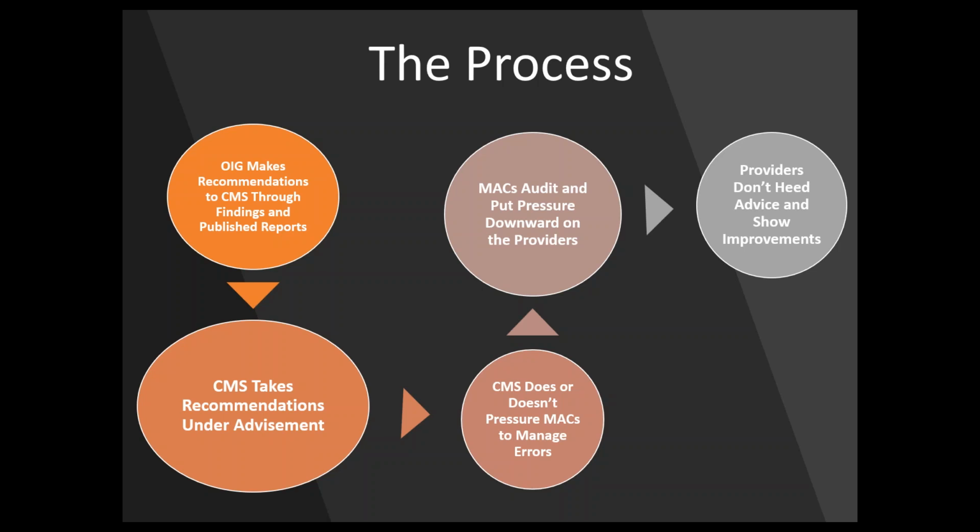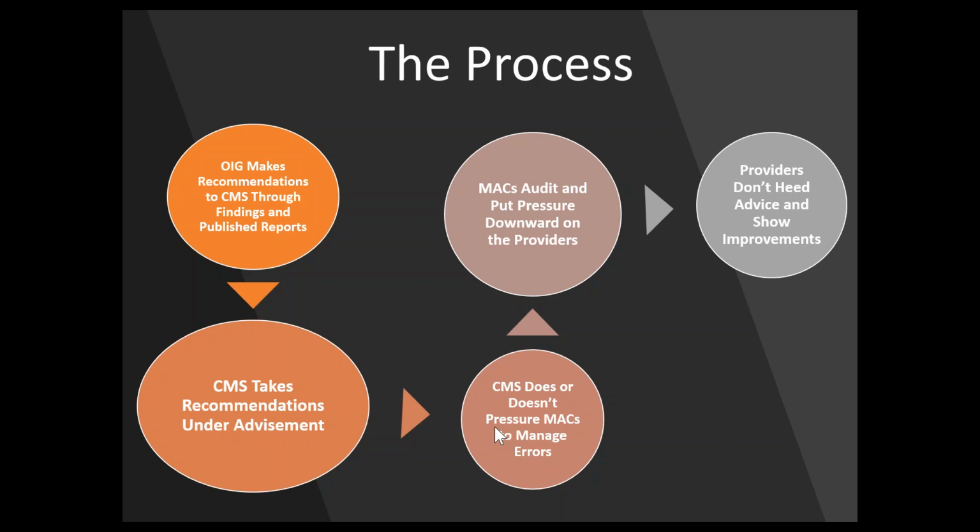Now, if you utilize the terminology, "You are not the boss of me," OIG could be ignored because CMS doesn't have to take their recommendations. They want them to, but they're peers. So in essence, what you want is for them to listen and to heed the advice. After they take them under advisement, they either do or don't put pressure down the food chain on the Medicare administrative contractors that you recognize as your carriers. And those carriers then have to do certain things.